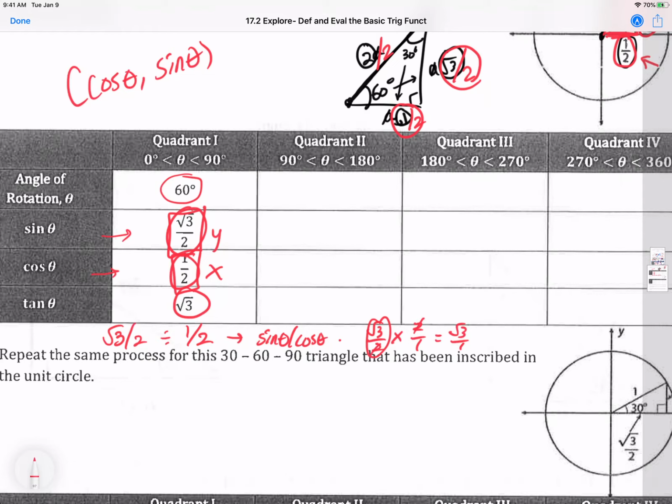And notice how they're all positive because we're in quadrant 1. Starting from quadrant 2, quadrant 3, and quadrant 4, like I said, only one of them should be positive. And the angles here should all be within these intervals that are given. Okay? Those are the facts that you always have to keep in mind.